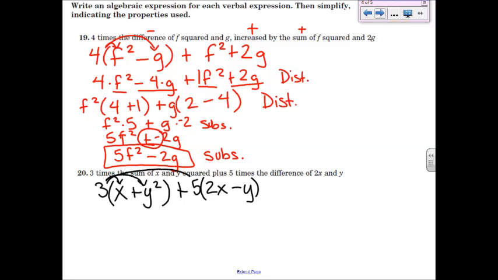Whoops. Just kidding. Got a little line happy there. So I have 3 times x plus 3 times y squared plus 5 times 2x minus 5 times y. And that's the distributive property.